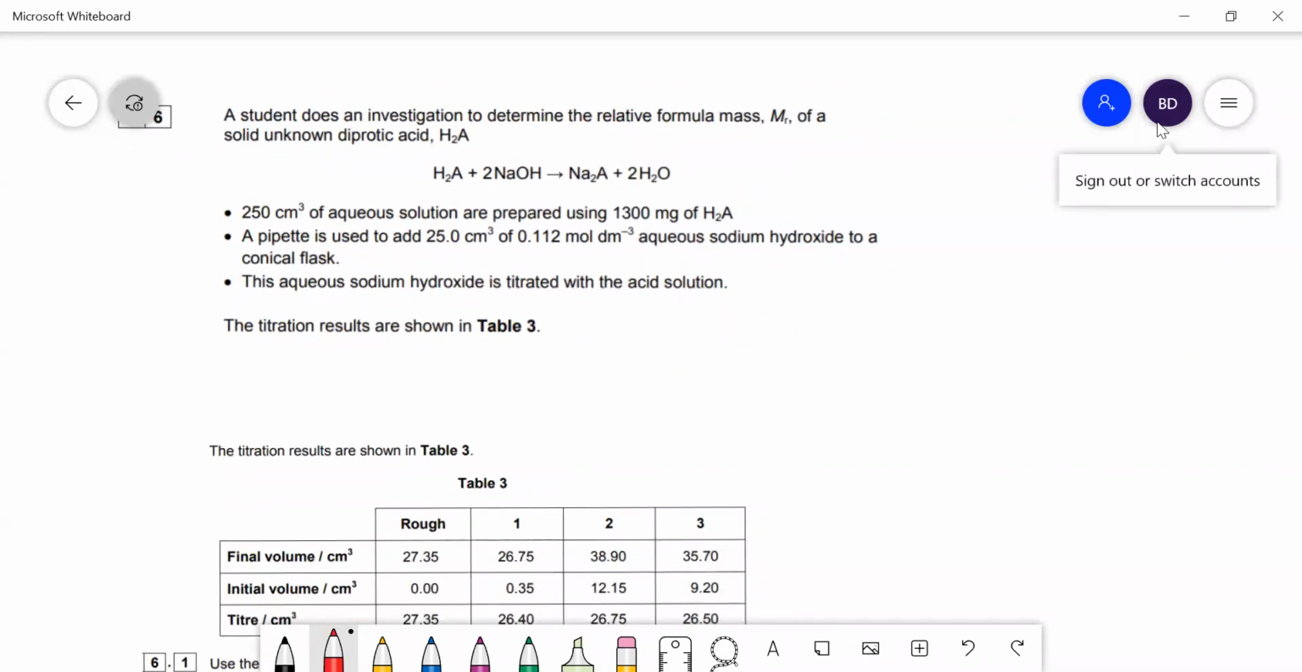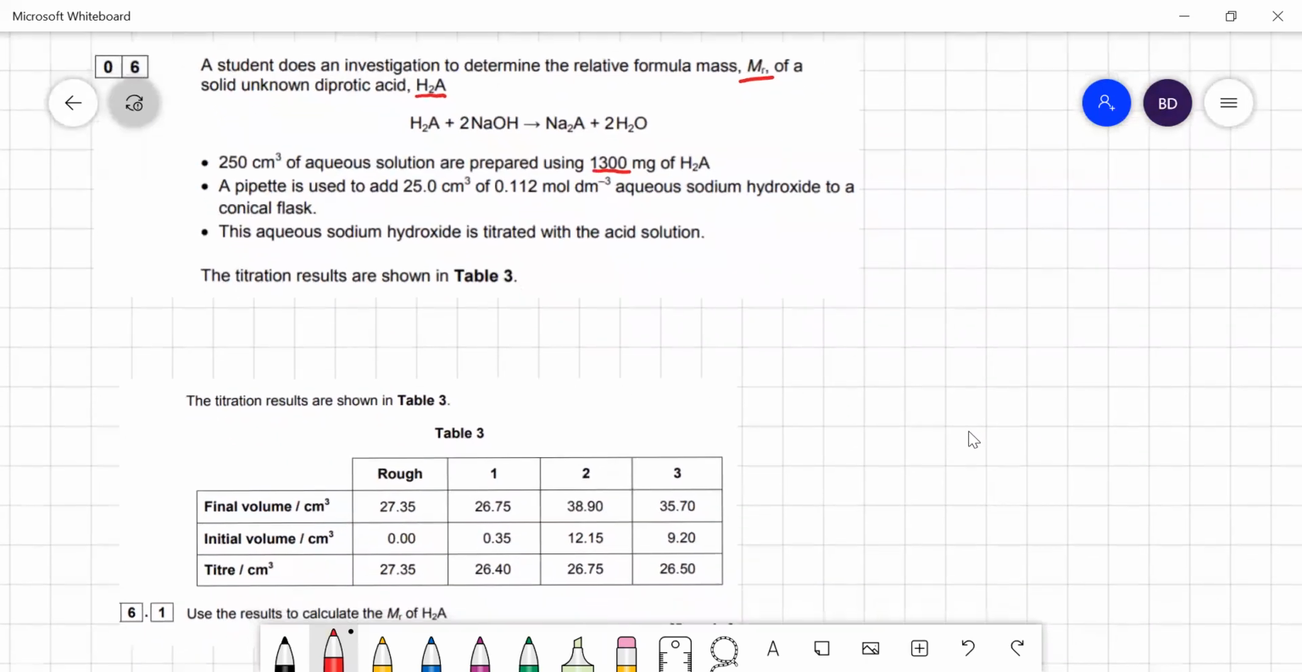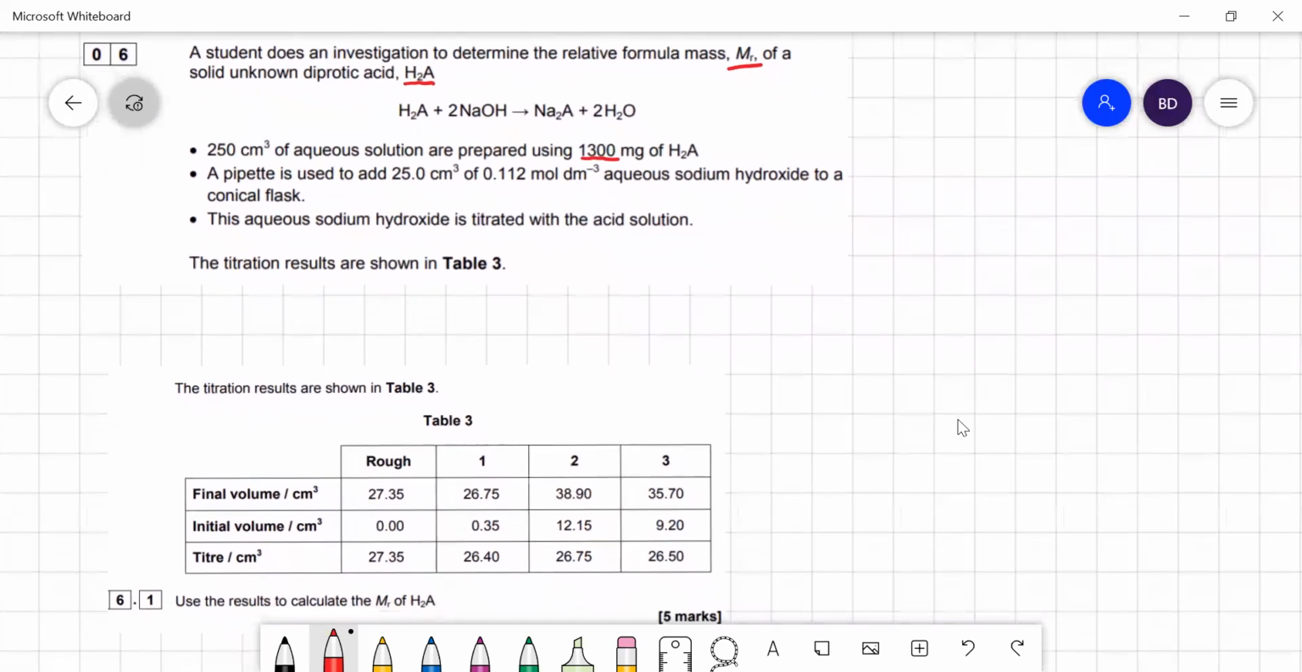The question describes an investigation to determine the Mr of an unknown diprotic acid, H2A, which reacts with sodium hydroxide like this. Diprotic, so it's a 1:2 ratio. Okay, so let's read this now. 250 centimeters cubed of solution were prepared using this much of H2A, so that's 1.3 grams.